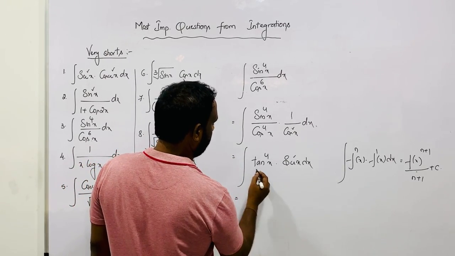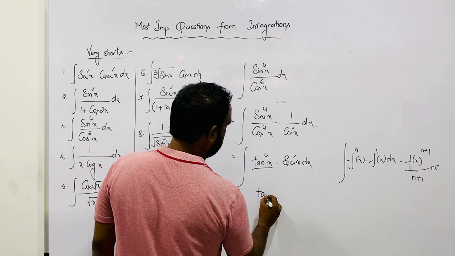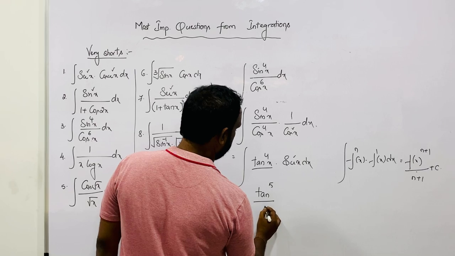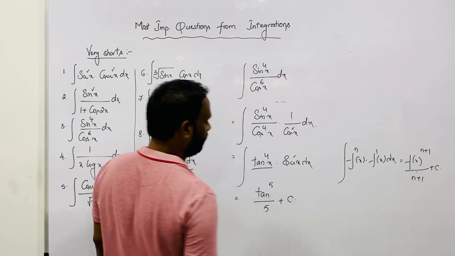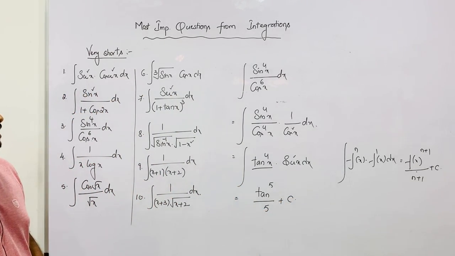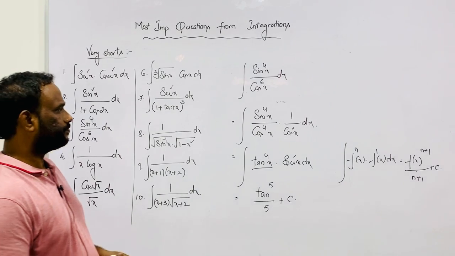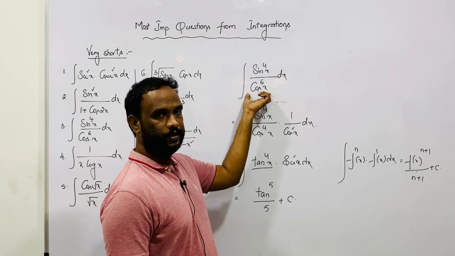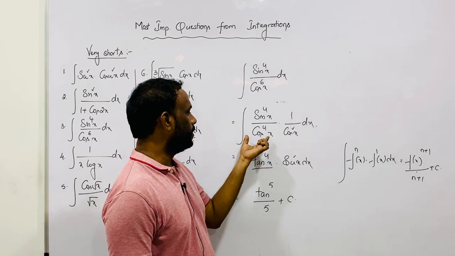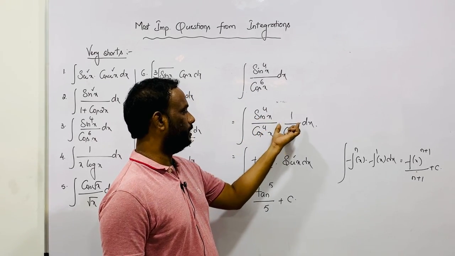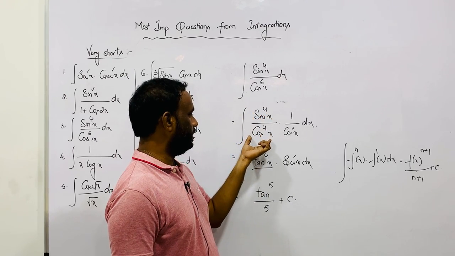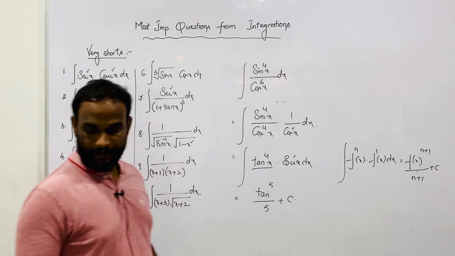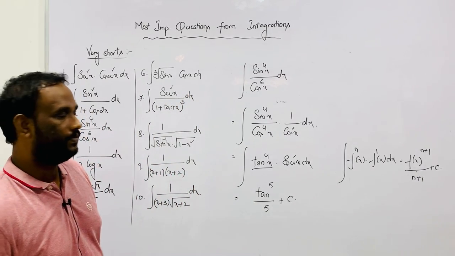So f of x is tan x here. So tan power n plus 1, that is 4 plus 1, 5, divided by 5 plus c, where c is the constant of integration. Very simple problem, that is just distributing the cos power 6 x into an exponent of 4 and an exponent of 2. Then this quantity sin by cos whole power 4 will become tan, and the remaining part will convert into its differential.